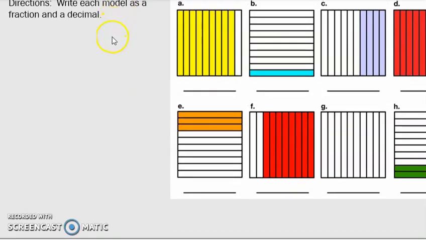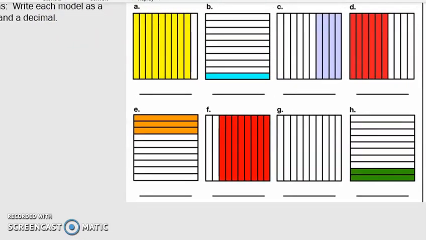All right, now we are going to write each model as a fraction and a decimal. This is where I need you to pause the video and make sure that you have a pencil and a paper. I'm going to do maybe 2 examples, and then the rest is up to you.